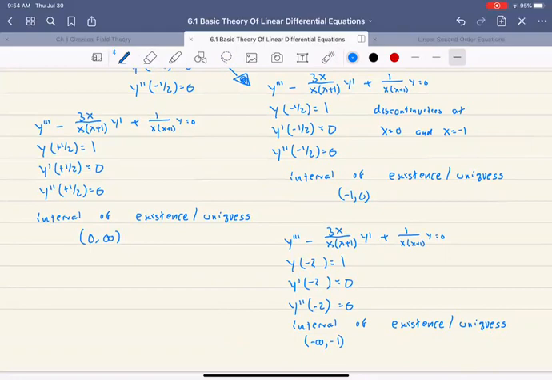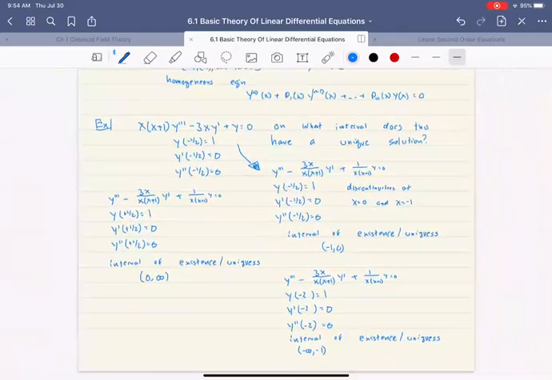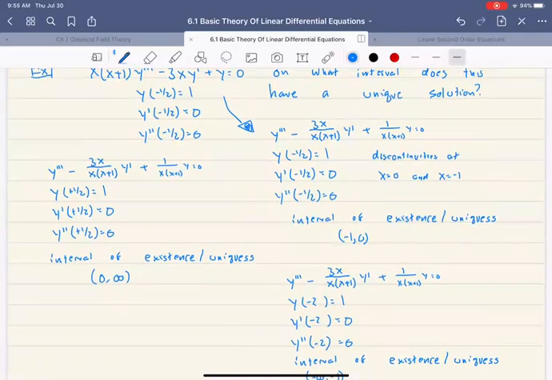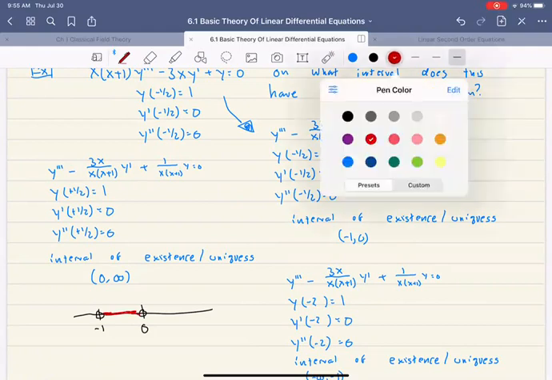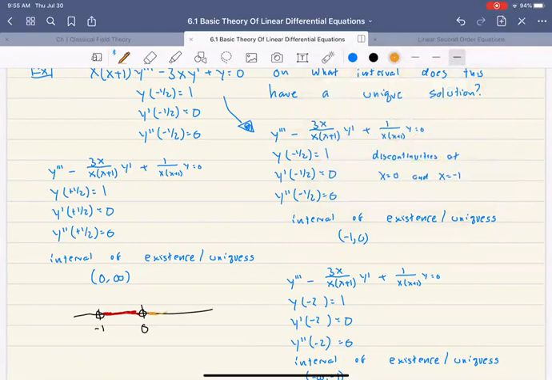So I've changed the problem three different ways, and you can see how the three different ways have different existence properties. We have problems at 0. We have problems at negative 1. Problem 1, the original, has interval of existence there. Problem 2 has interval of existence there. And problem 3, or the third version, had interval of existence here.